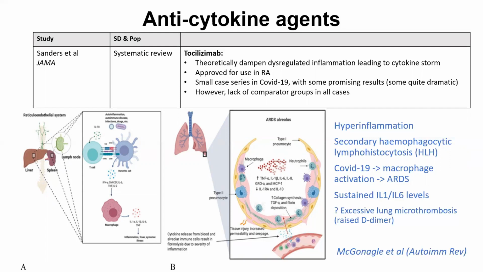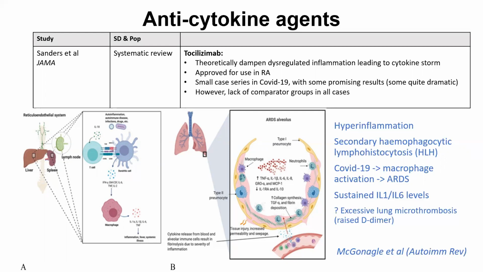So it's basically a syndrome of hyperinflammation called secondary hemophagocytic lymphohistiocytosis, HLH, where the coronavirus stimulates macrophage activation, and through sustained levels of interleukins, particularly IL-1 and IL-6, ends up with an inflammatory process that causes ARDS. They also postulate that there might be an element of excessive lung microthrombosis, which would explain some of the very high D-dimers and the fact that raised D-dimer is significantly correlated with mortality.